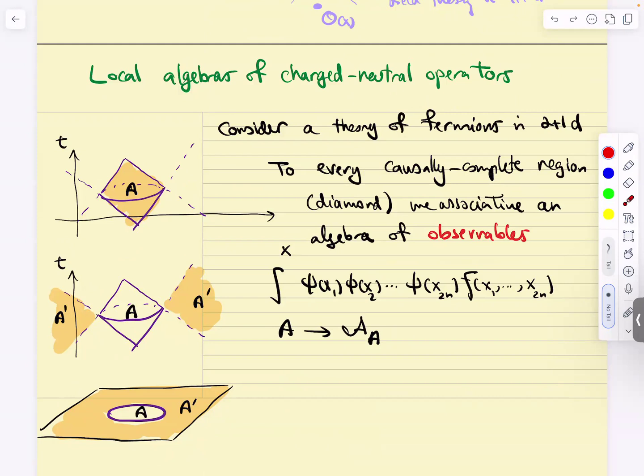So take a theory of fermions, free fermions for simplicity. In 2+1 it doesn't have to be free. To every causally complete region, the causal diamond, I associate an algebra of observables. These algebras are always generated by bilocals, so products of two fermion operators. Good. Here's the commutant. Here's the region. To make my diagram simpler, I'm just going to draw a constant time slice picture. So this is A and this is A prime. For this A and A prime, I told you already, there's a proof that Haag's duality holds.